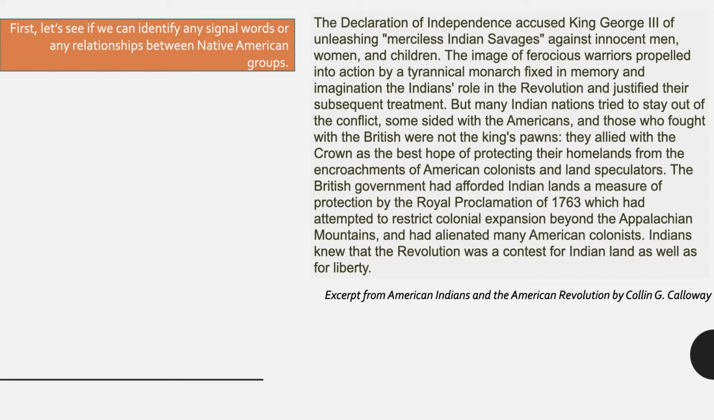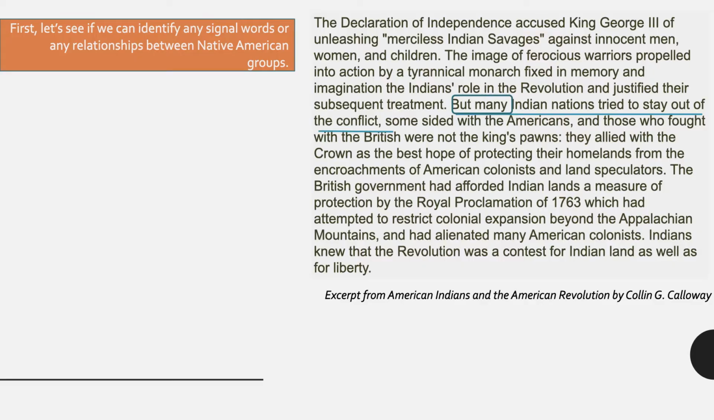They allied with the crown as the best hope of protecting their homelands from the encroachments of American colonists and land speculators. The British government had afforded Indian lands a measure of protection by the Royal Proclamation of 1763, which had attempted to restrict colonial expansion beyond the Appalachian Mountains and had alienated many American colonists. Indians knew that the Revolution was a contest for Indian land as well as for liberty.